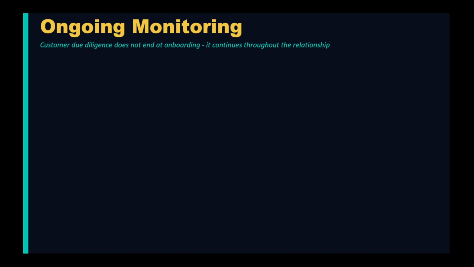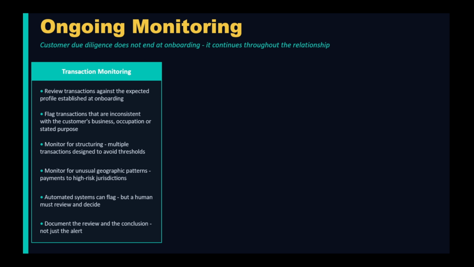Customer due diligence is not a one-time event. The onboarding check is the start of the relationship, not the end of the compliance obligation. Ongoing monitoring is the mechanism by which institutions keep their customers' risk assessment current and detect suspicious activity throughout the relationship. The first thing that we need to look at is transaction monitoring.